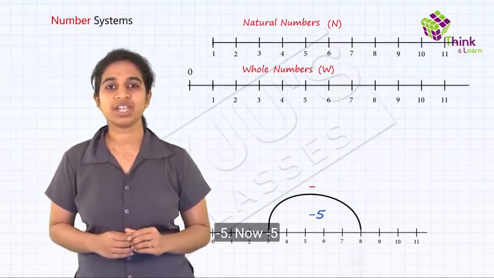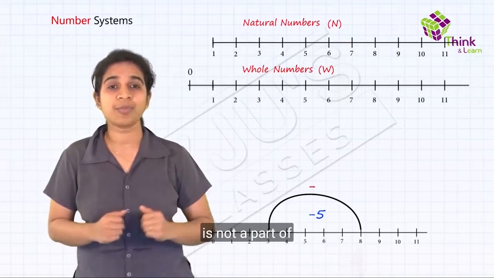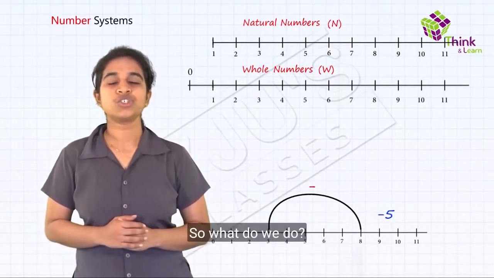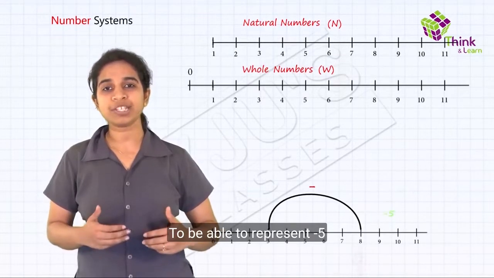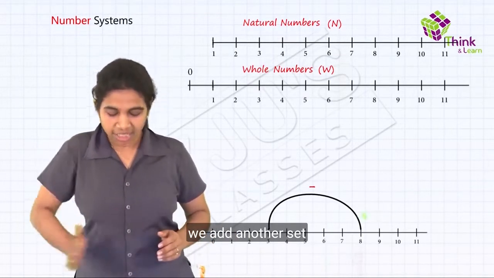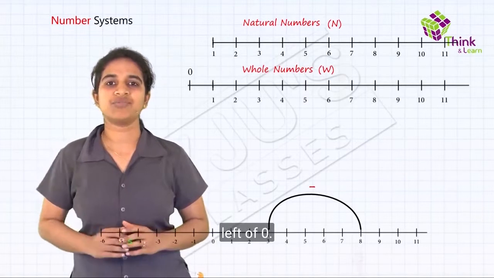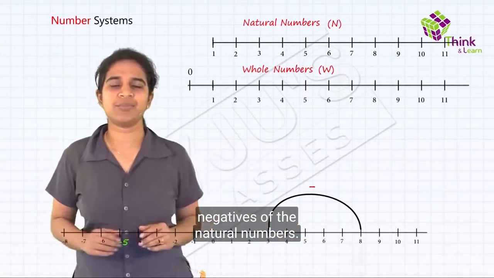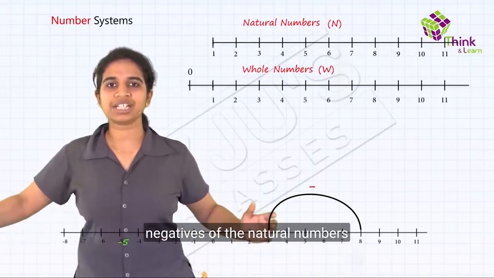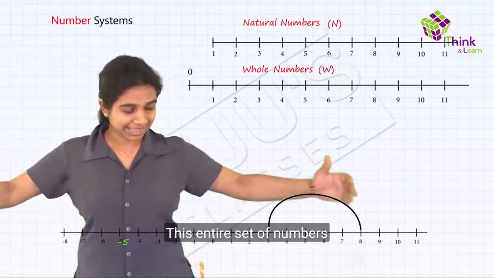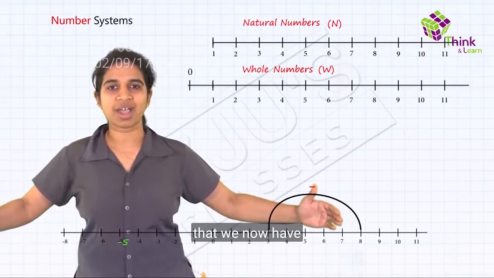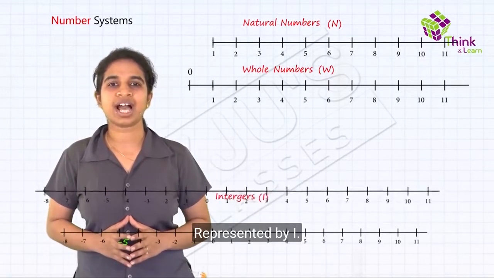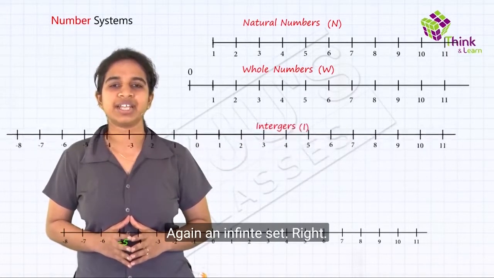Minus 5 is not a part of our set of whole numbers. So to be able to represent minus 5, we add another set of numbers to the left of 0. These are nothing but negatives of the natural numbers. So we add negatives of the natural numbers to the other side. This entire set of numbers that we now have is called integers, represented by I, again an infinite set.